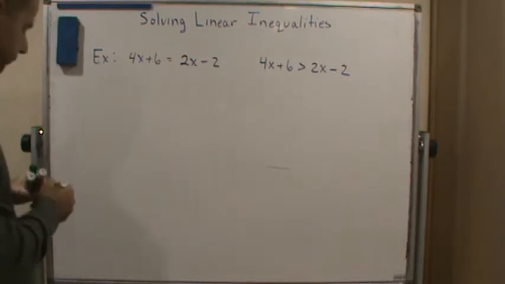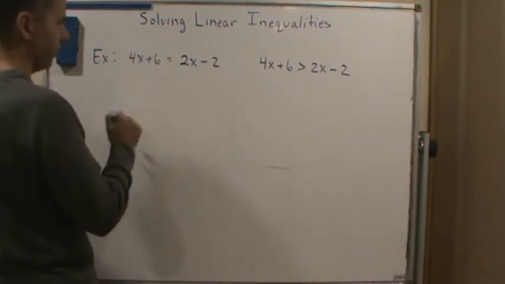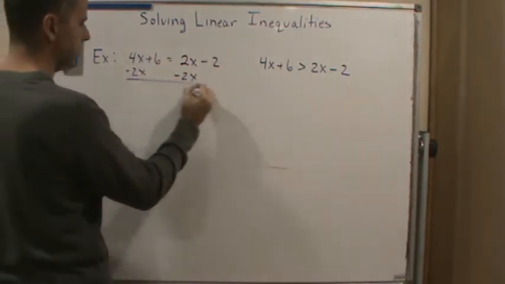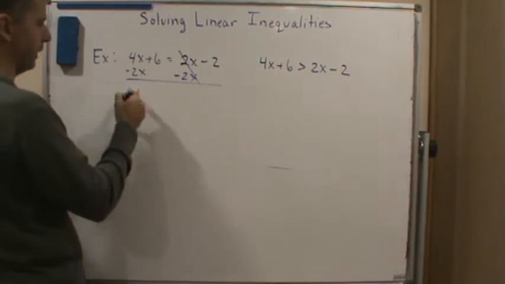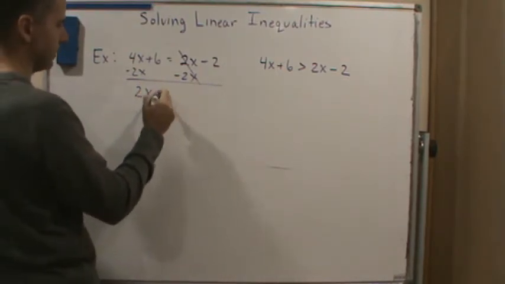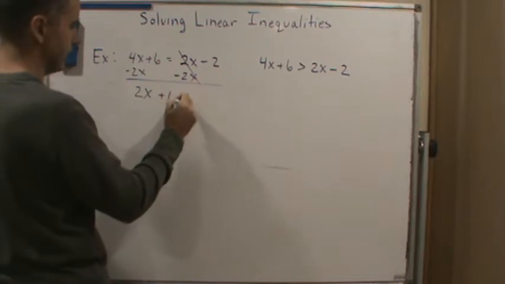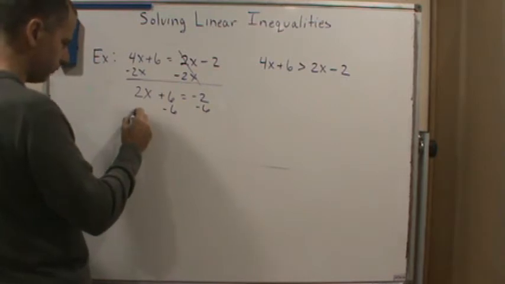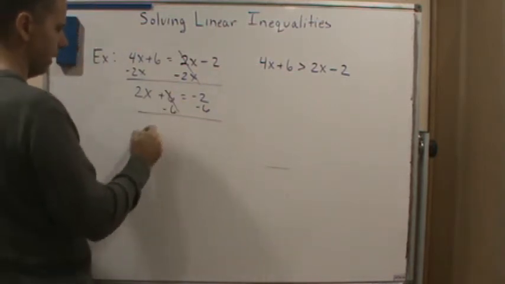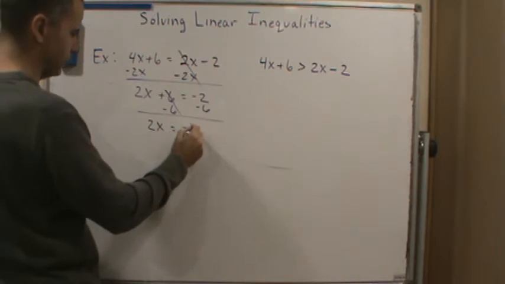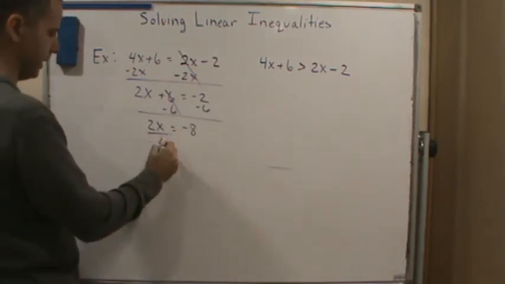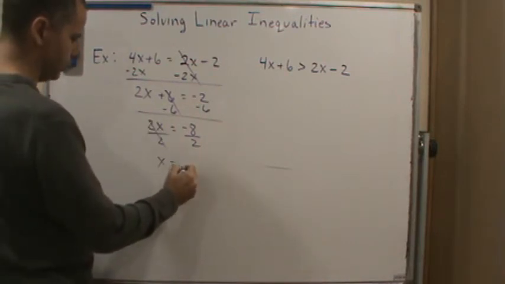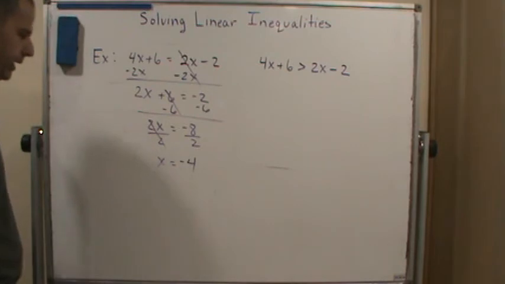So let's get started. Again, I'm going to subtract 2x from both sides. That gets rid of that, and we get 2x plus 6 equals -2. Then I'm going to subtract 6 from both sides. And what do I get? I get 2x equals -8. And then I divide both sides by 2. And I get x equals what? -4. Okay, so this is my solution.